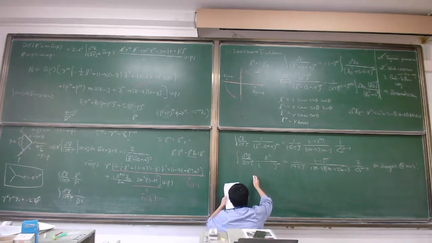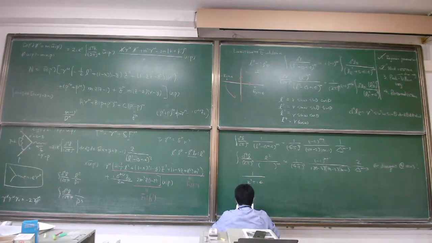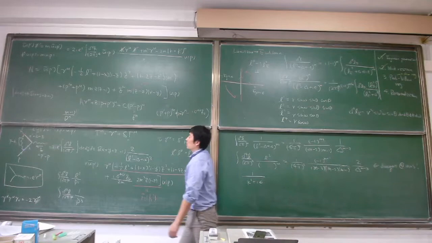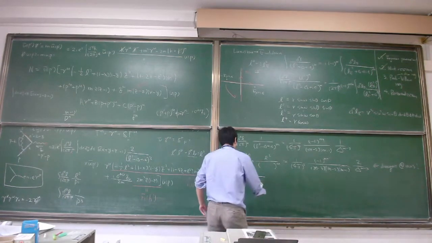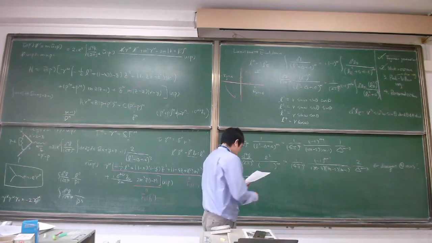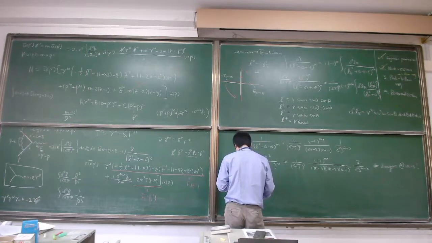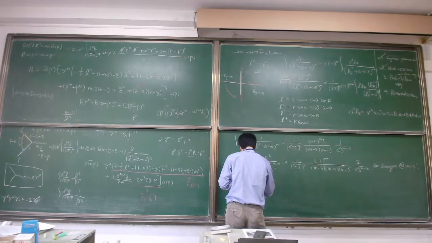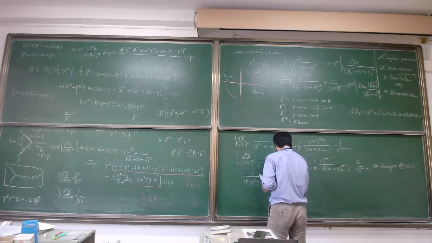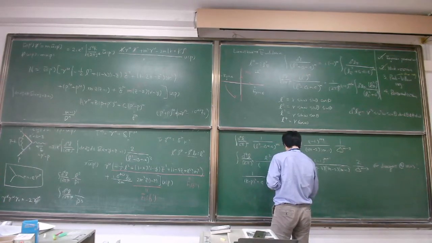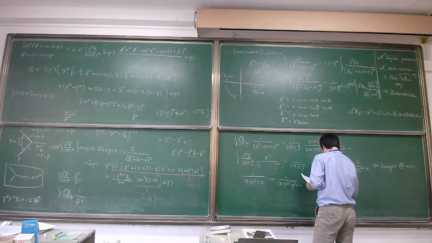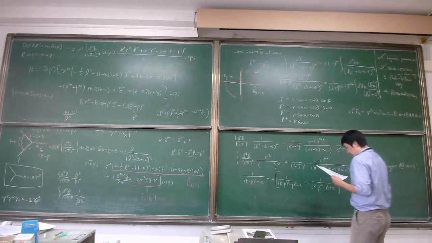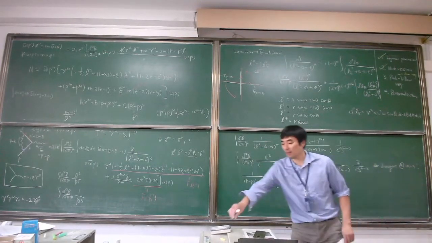Let's see. So if you have the propagator, something like 1/(k² + iε), it's replaced by the following. Here mu is called the infrared cutoff.